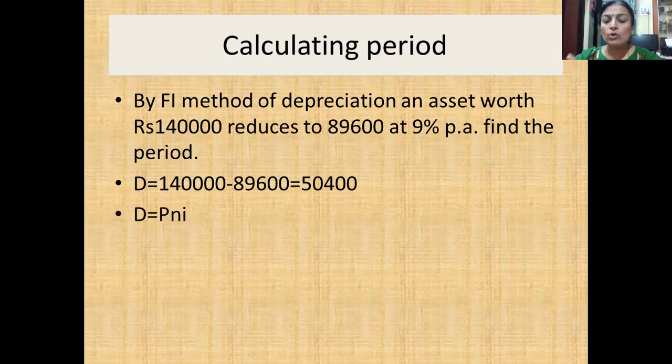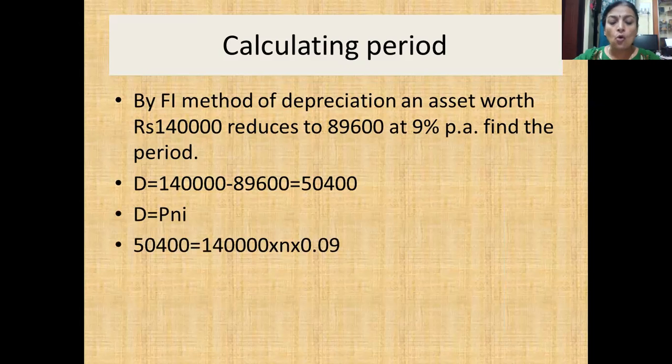Here D is equal to PNI, that is the formula. So P we know, that is 1,40,000. N we don't know, we have to keep it like that only. I we know, that is 9%, means 0.09. So we have to go with the formula. D we know, that is 50,400 is equal to 1,40,000, that is P, into N into 0.09.